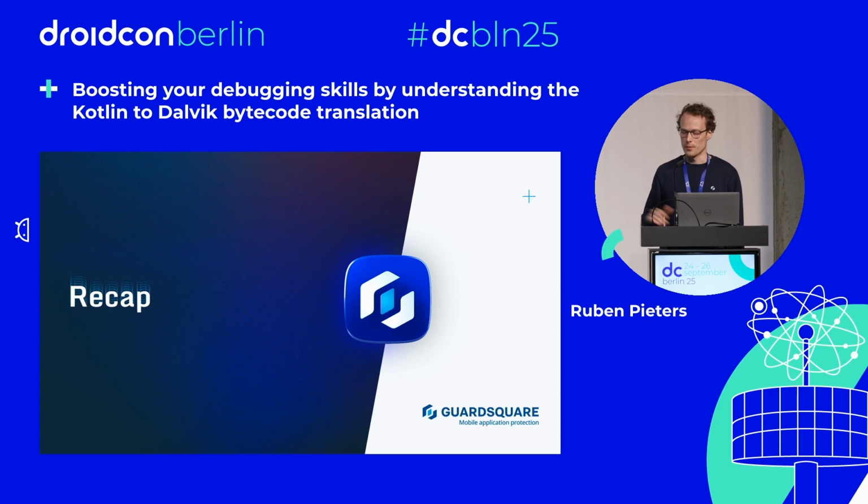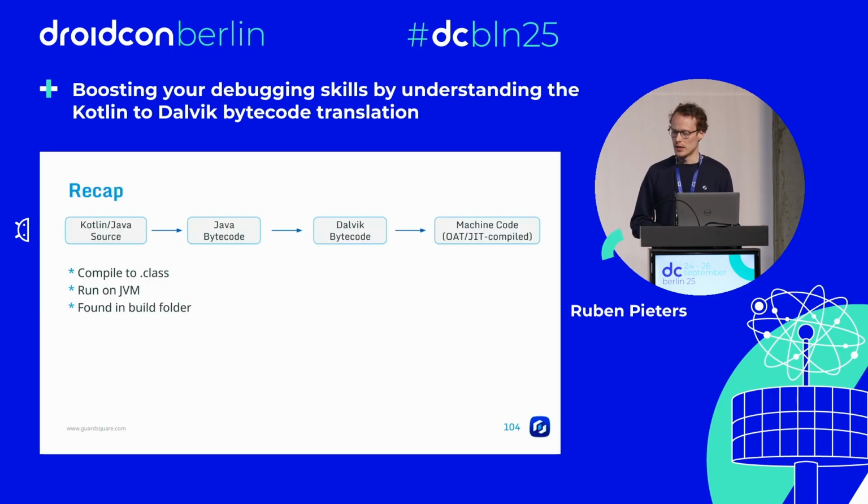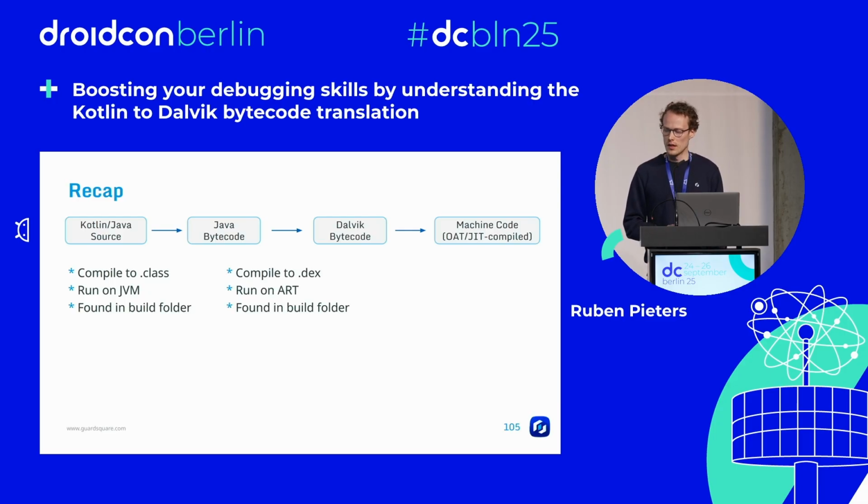So as a short recap of everything that I've discussed today, we went through all the different translation layers, from Kotlin and Java source, to Java bytecode, to Dalvik bytecode, eventually to machine code. Kotlin and Java sources are compiled to class files. They run in the JVM. You can find these in the build folder. Java bytecode is then compiled into dex code. Dex code runs on the Android Runtime. You can also find the dex code inside the build folder of your Android project.